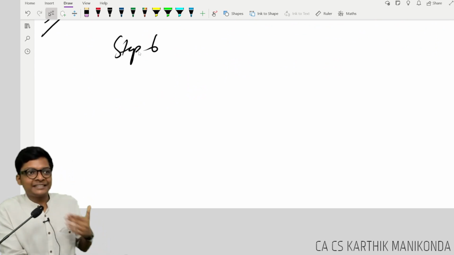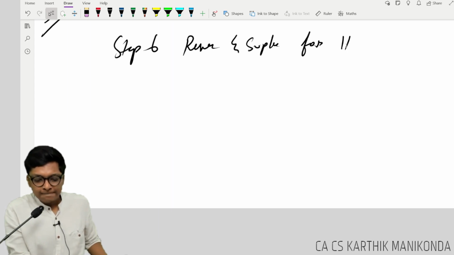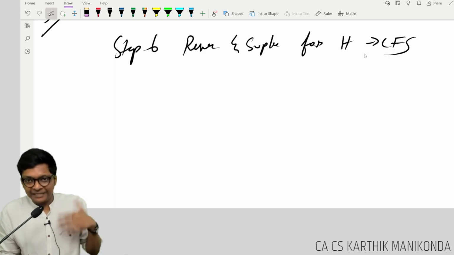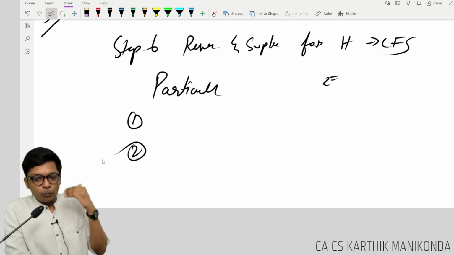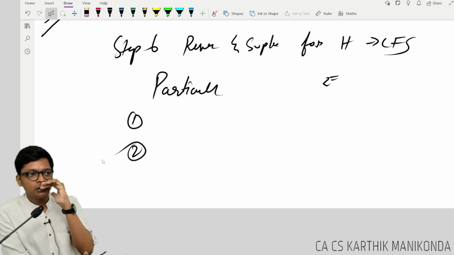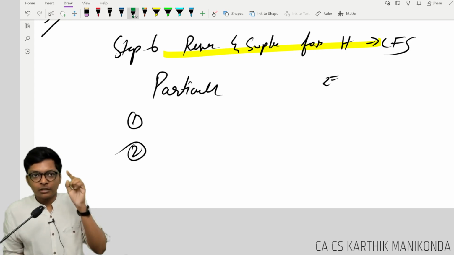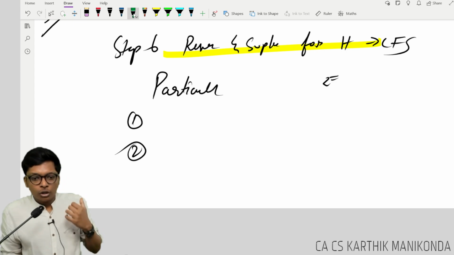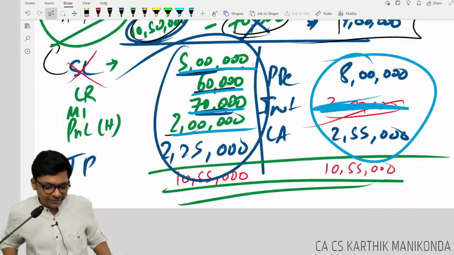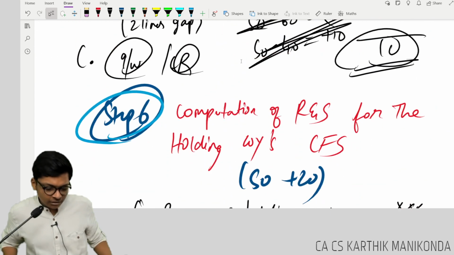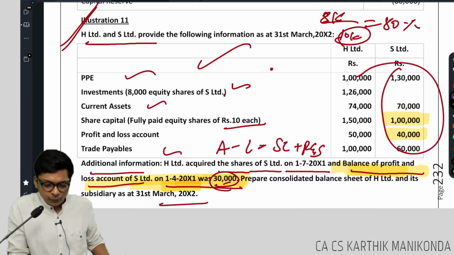So follow very carefully. What is step number 6, sir? Reserves and surplus for the holding company's consolidated financial statements. Look at your steps. I dictated the steps. Go to your steps, what you wrote in the concept note. What was the first item? Reserves and surplus of holding. What is the first item I gave you in notes, sir? Reserves of holding. See your notes, guys. If I go back to the steps, somewhere I have to scroll up. Where is that? First is reserves of holding. In our example, what is reserves of holding in the question?